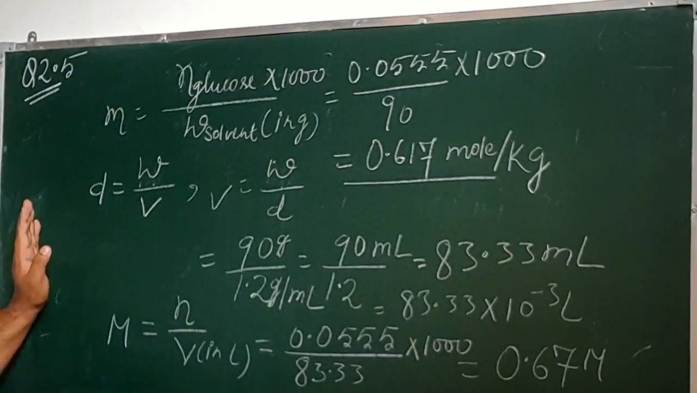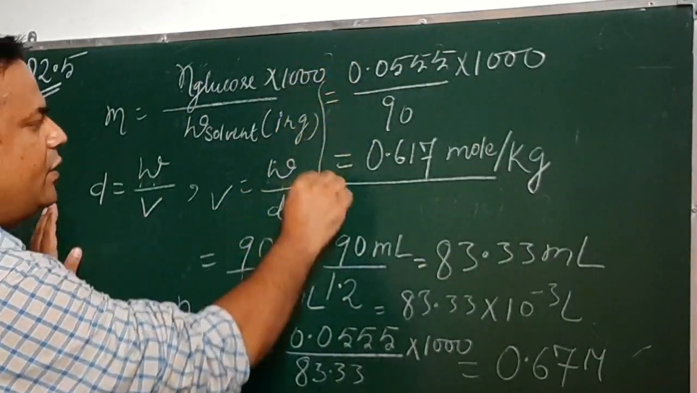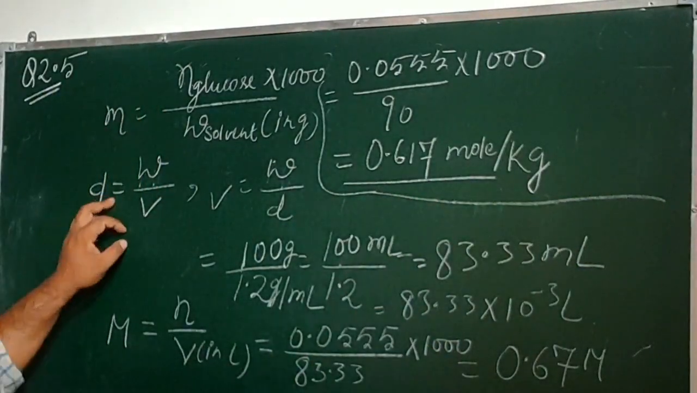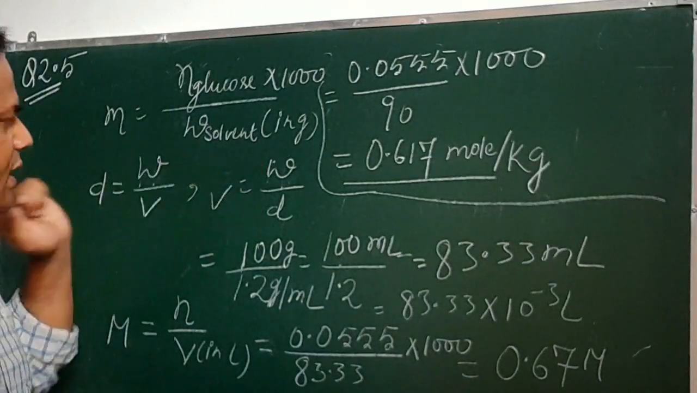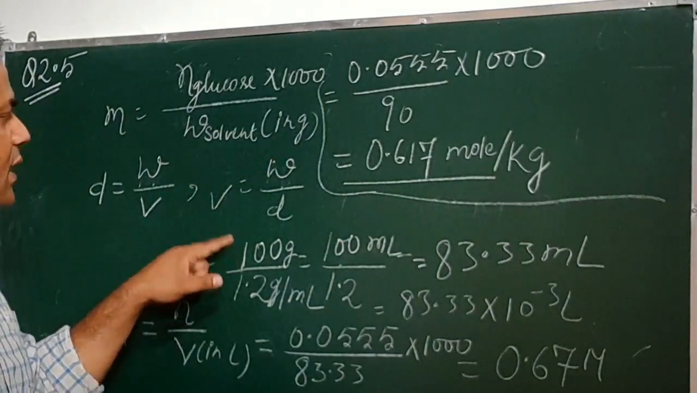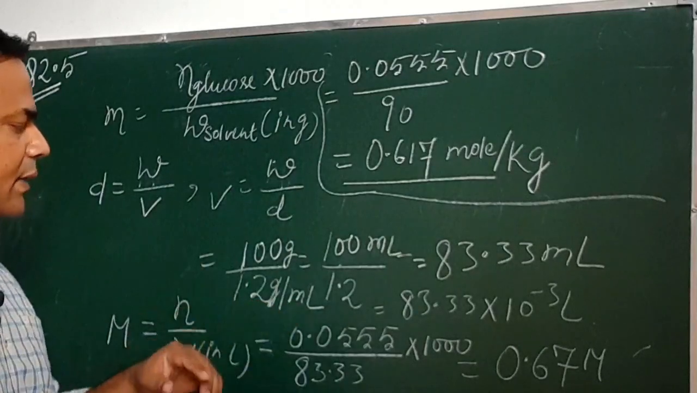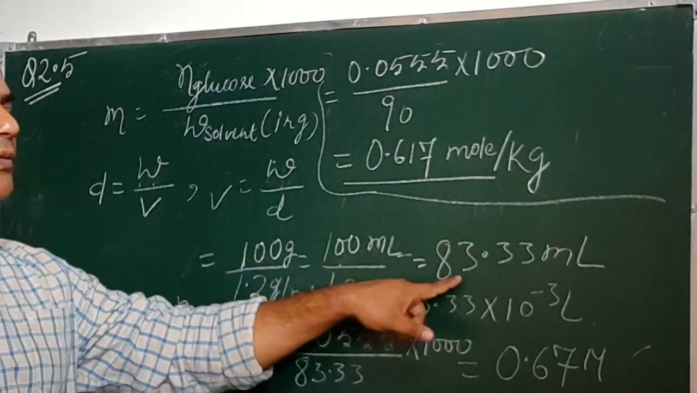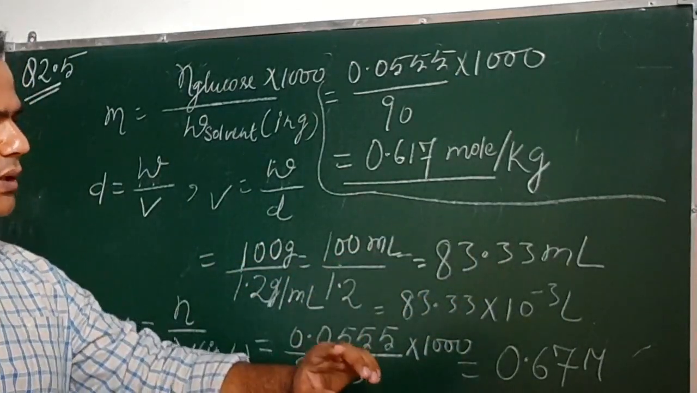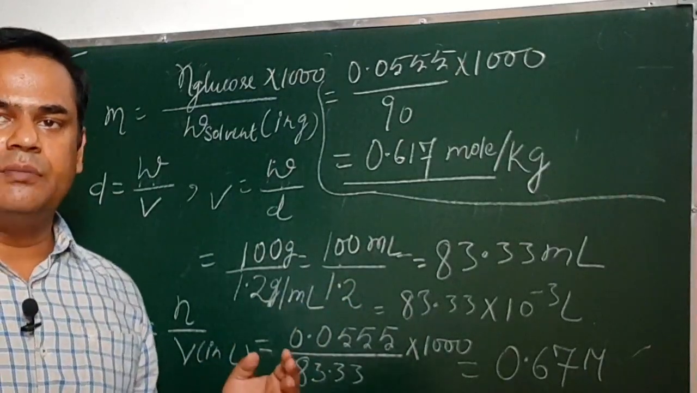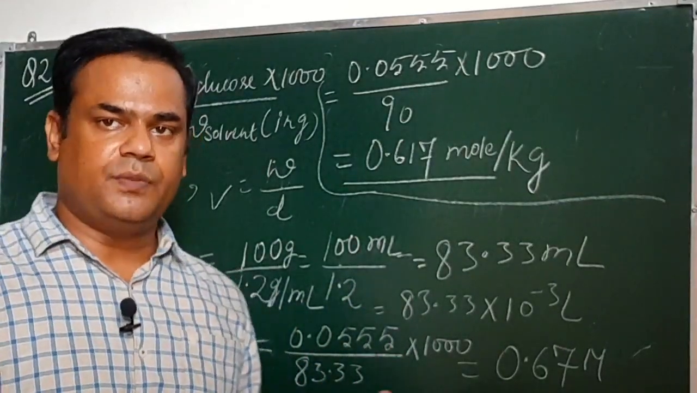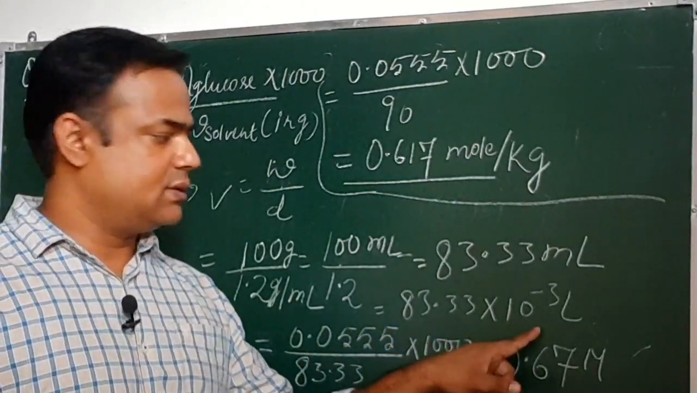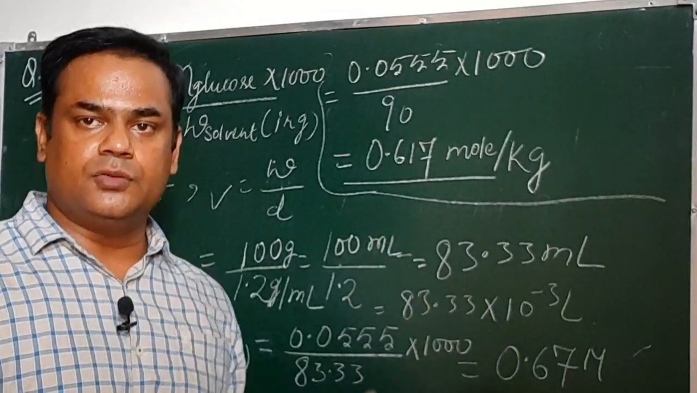Now we have to calculate molarity, and to calculate molarity we must determine the volume of solution. So density equals to mass upon volume, volume equals to mass upon density. Mass we have total 100 gram and density of solution is 1.2 gram per ml. From here we can write 100 divided by 1.2 ml. On solving we will get 83.33 ml. We know that whenever we have to convert milliliter into liter, multiplication factor is 10 to the power minus 3. So from here 83.33 multiplied by 10 to the power minus 3 will give volume of solution in liter.